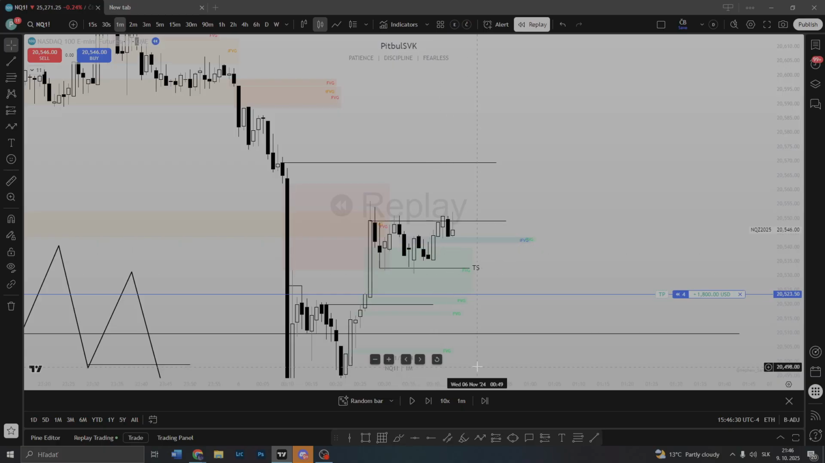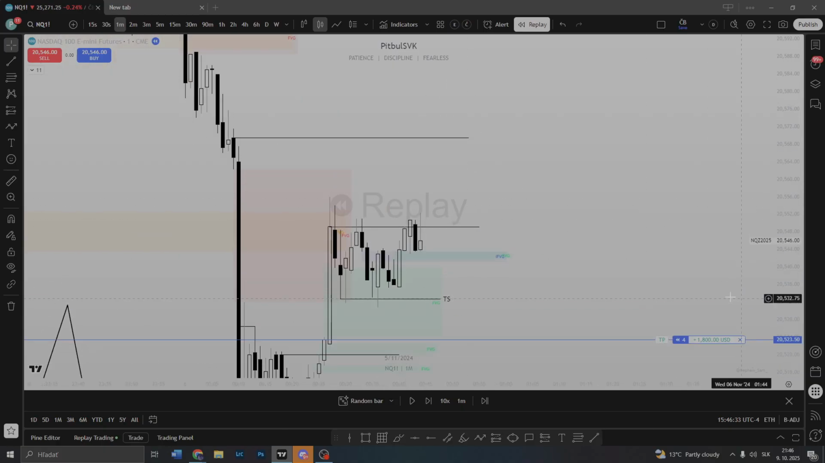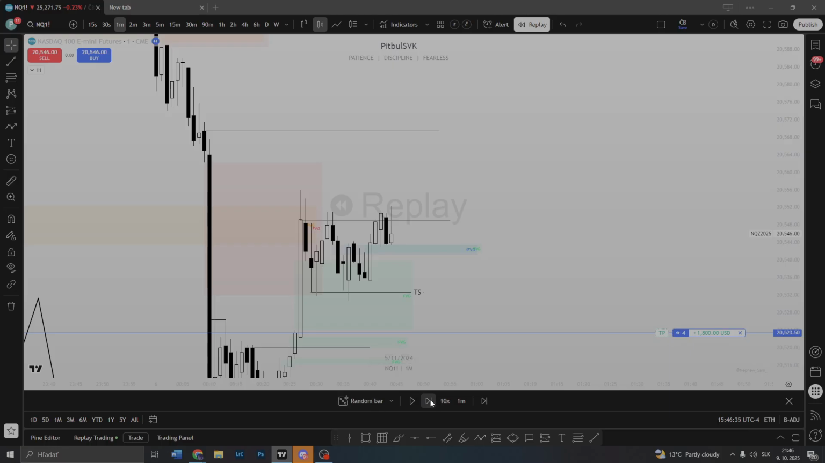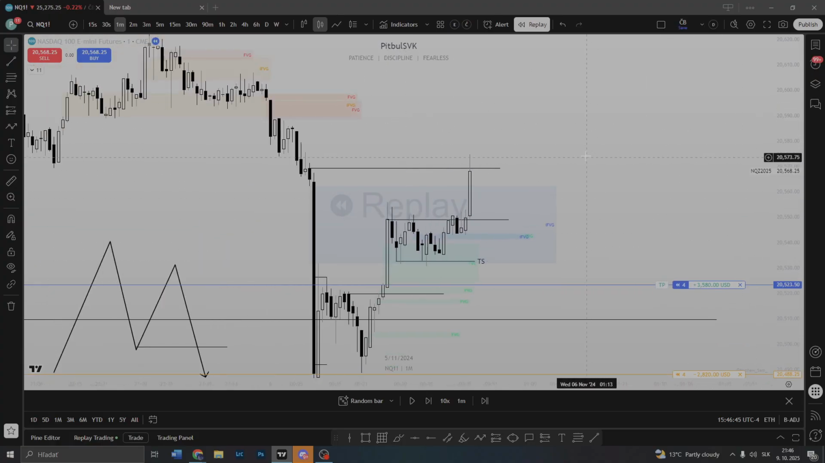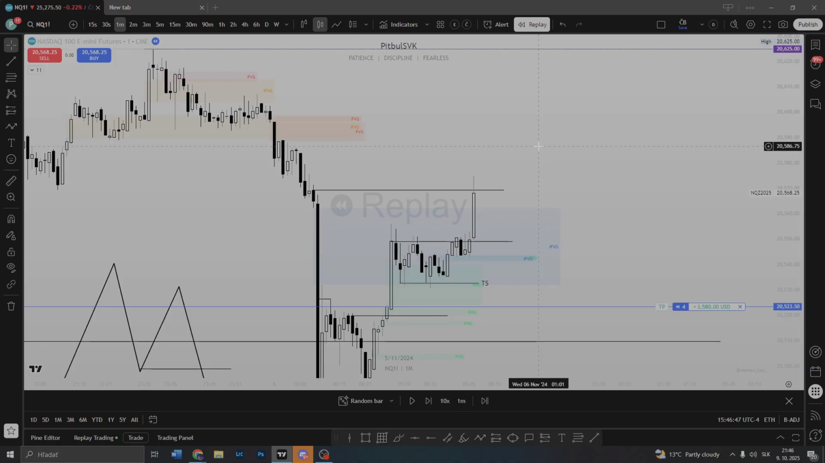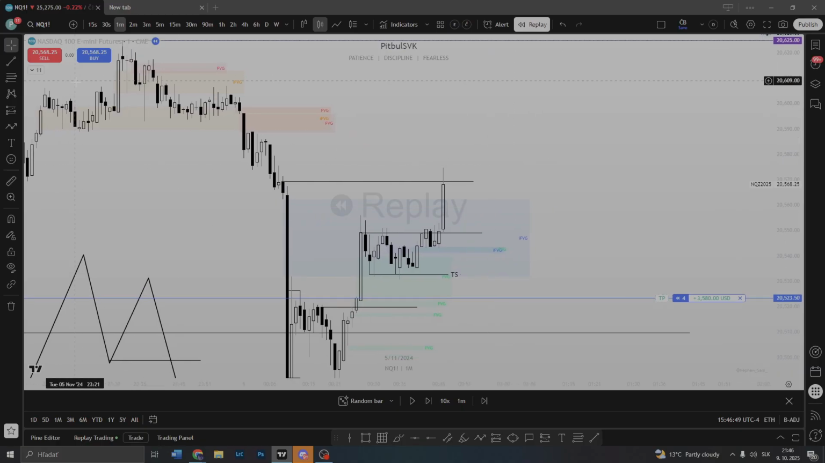Little retest, still holding. I don't like this. We are souping the highs. Internal soup. This is our confirmation. Yeah, we are definitely going higher.